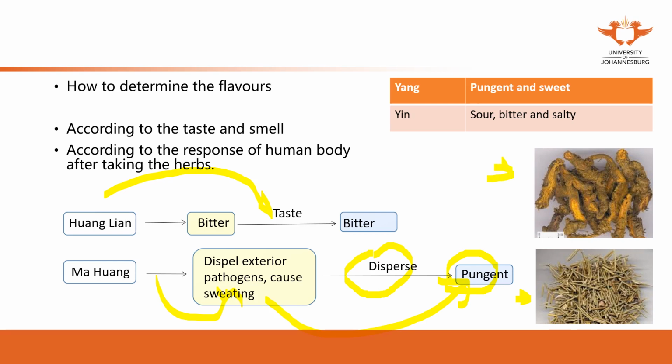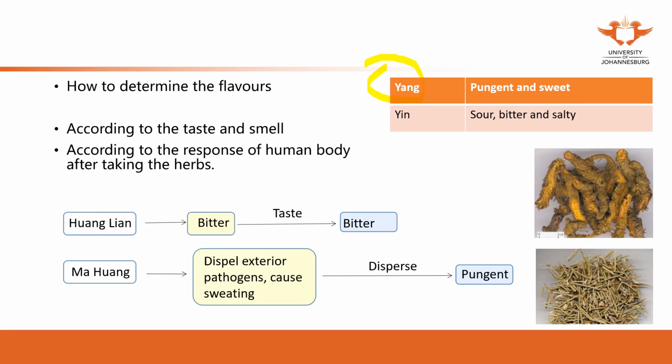And when we put the different flavors into yin and yang categories, pungent and sweet are in the category of yang, sour, bitter, and salty are in the category of yin. When you see in this way, if a patient suffers from a yang syndrome, such as the dryness, the heat syndrome, then you can find some herbs in the yin category.